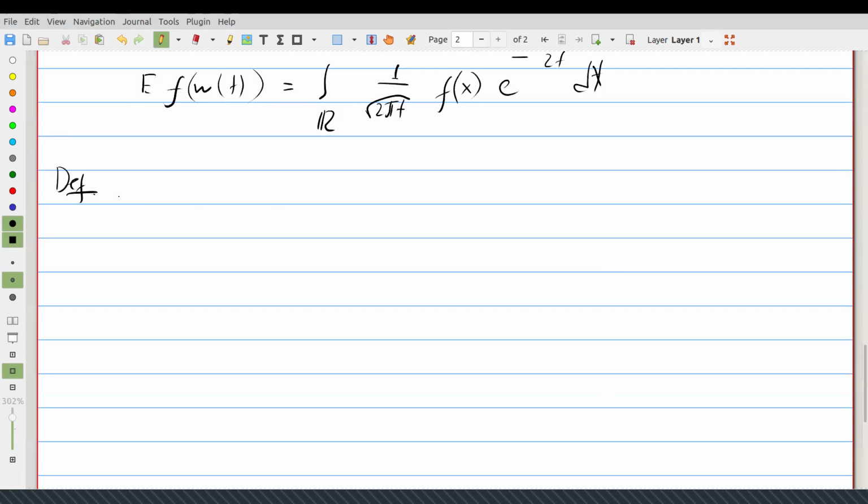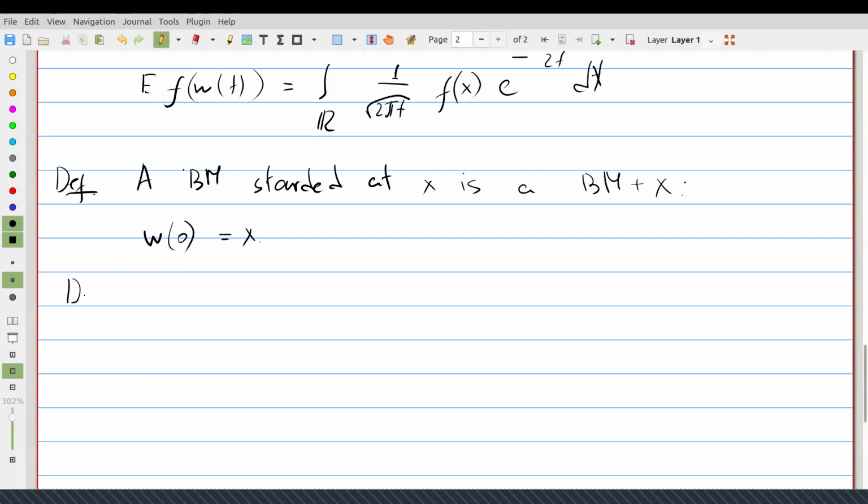Now, a Brownian motion started at x is a Brownian motion plus x. So we just assume that the starting point is x. Nothing really changes. We will, however, have not zero mean, but the mean is going to be x. Otherwise, we can just take standard Brownian motion started at 0 and just shift it by x. I will rarely care about this form.